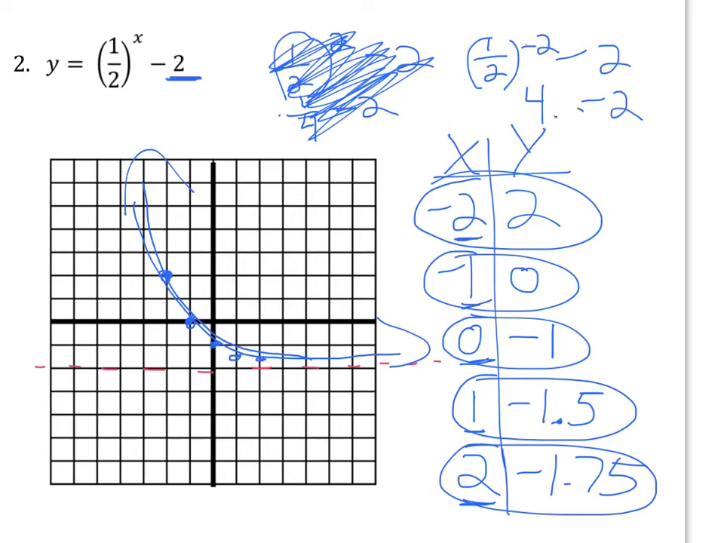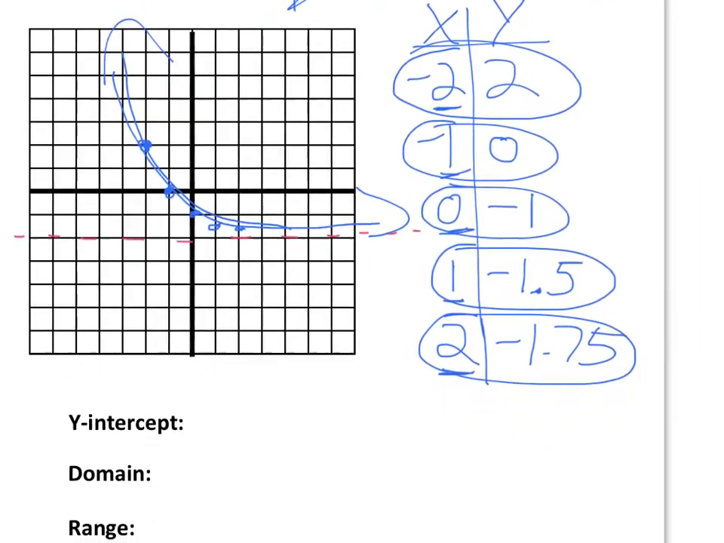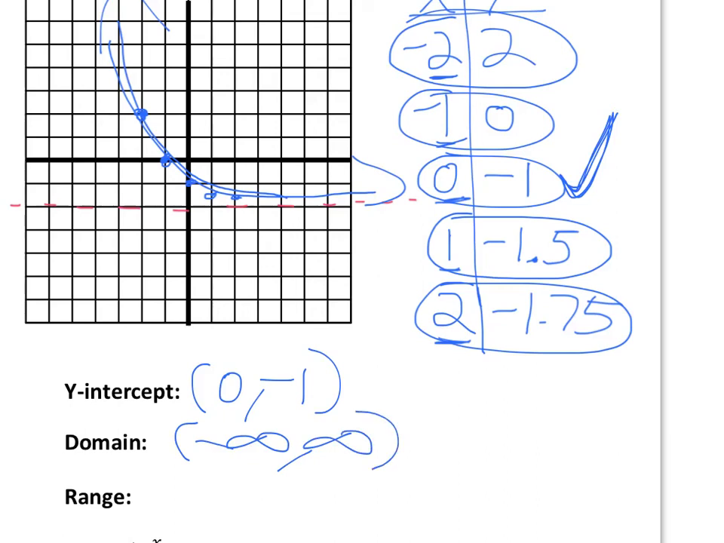And then just to fill out the y-intercept, domain, and range, let's move this up. The y-intercept we can see is this point right there. X has to be 0 at the y-intercept, so it's 0, -1. Domain is always -infinity to +infinity. And the range is where you have to think a little bit. This y value is -2, and it's everything above it. So I'm going from -2 all the way up to infinity.